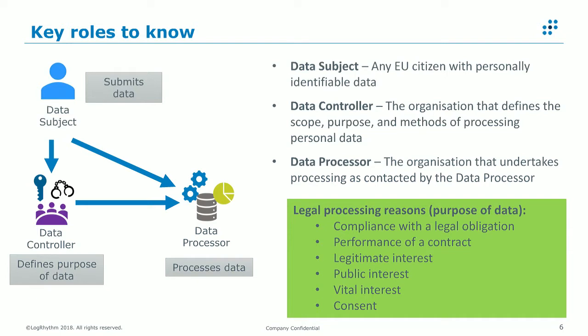Performance of a contract is another real common, simple one. You as a data subject have entered into an agreement with the data controller. Where this gets interesting, though, is it can show up anywhere. It can be signing up for a warranty on a device. That becomes a performance of a contract. There's an implicit contract between you and the company that had that warranty. They have a right to have your information under that performance of a contract. They have to be able to contact you if something goes wrong with that device. Legitimate interest, public interest, and vital interest get a little blurry and fuzzy.